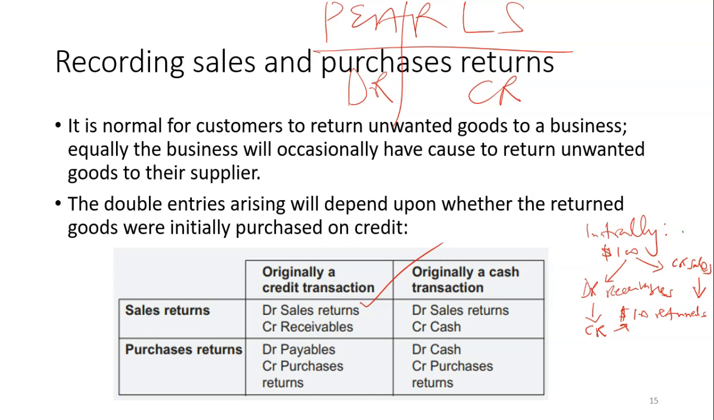What about if they were originally sold on cash? We're going to debit the sales returns as normal, but we are going to credit cash because we are going to refund this customer.